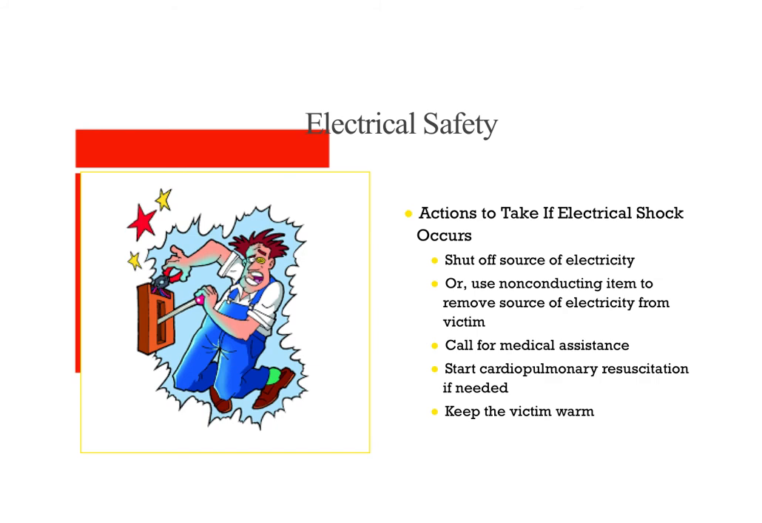Electrical safety. If an electrical shock occurs, we're going to shut off the source of electricity, use a non-conducting item to remove the source of electricity from the victim, call for medical assistance, start CPR if needed, and keep the victim warm. We are not going to use an IV pole to take someone off an electrical shock, right? We're going to use something non-conducting, like a broom handle, something plastic or wood.